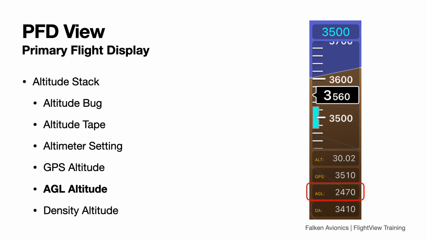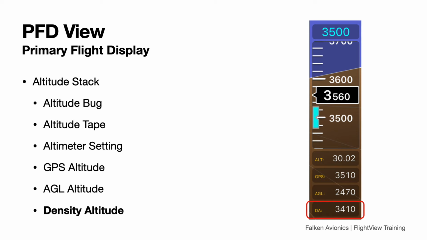Next is AGL, or above ground level altitude. FlightView calculates the AGL value using terrain data, and if you don't have the terrain data loaded for your current location, this item will be disabled. If you have the Falcon landing coach installed, FlightView will switch over to using the laser when you're within 140 feet of the ground.